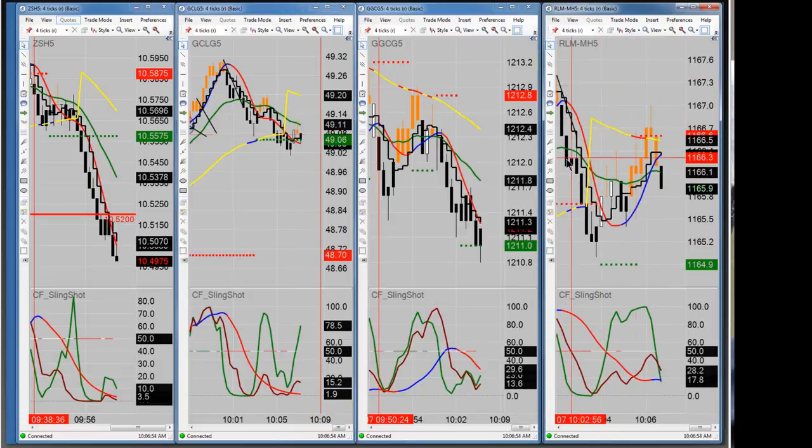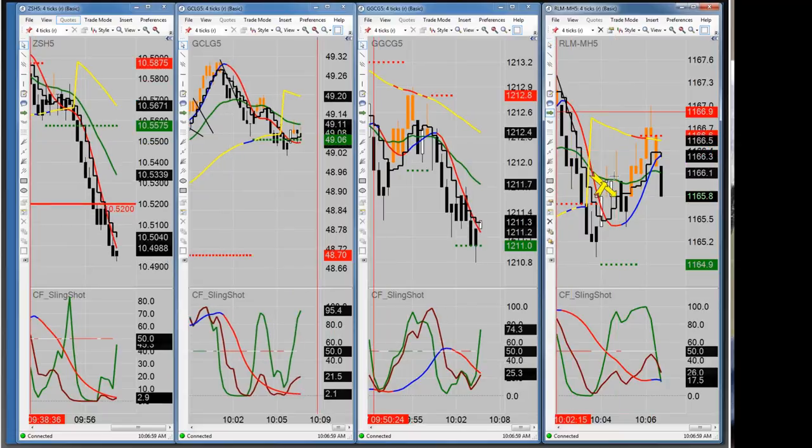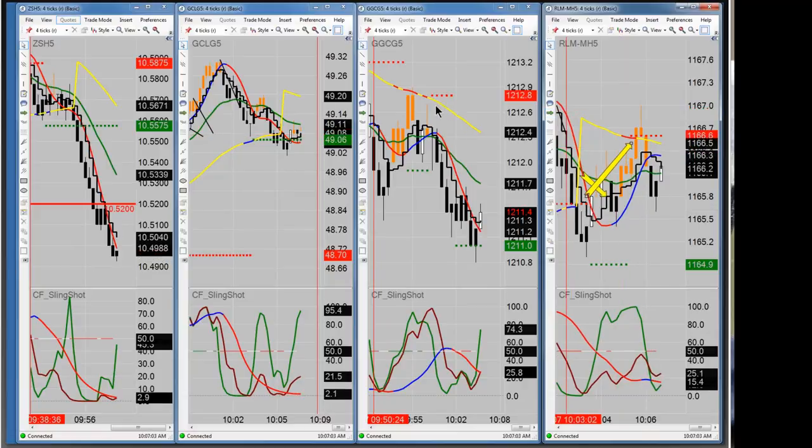Okay, so I stopped out on the Russell. Short from there up to there, so it stopped me out pretty much to the tick.